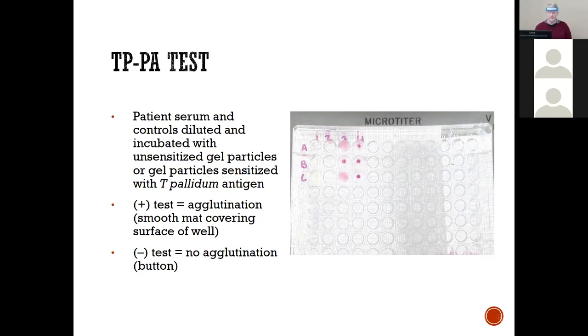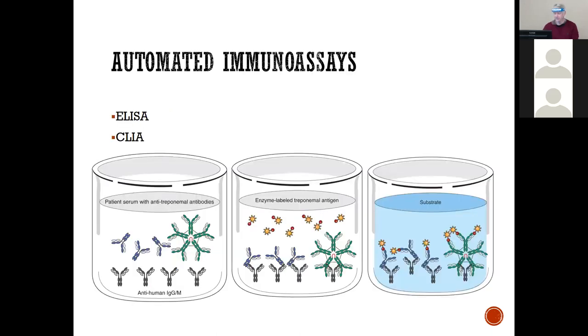It's kind of weird to think about, but it flips the scenario on you because you're so used to thinking if the pellet is there, then that's a positive agglutination, right? That's a little different here because this is a solid phase where if the agglutination occurs, it smooths out into the well instead of the button. So keep that in mind, but that's another way of testing.